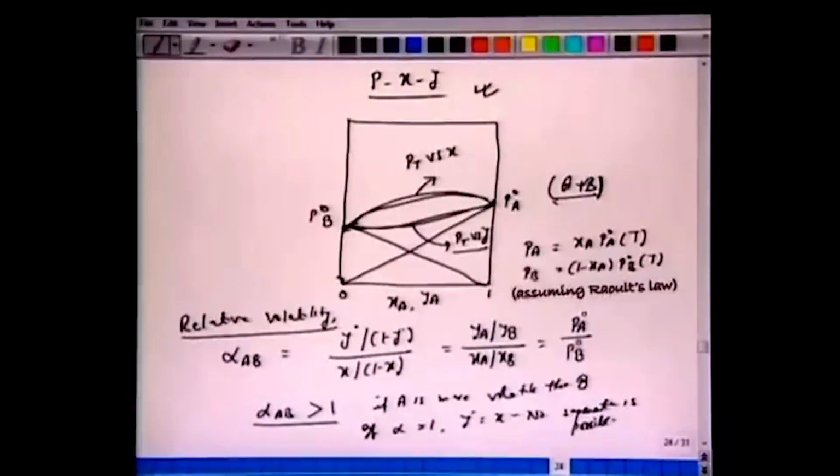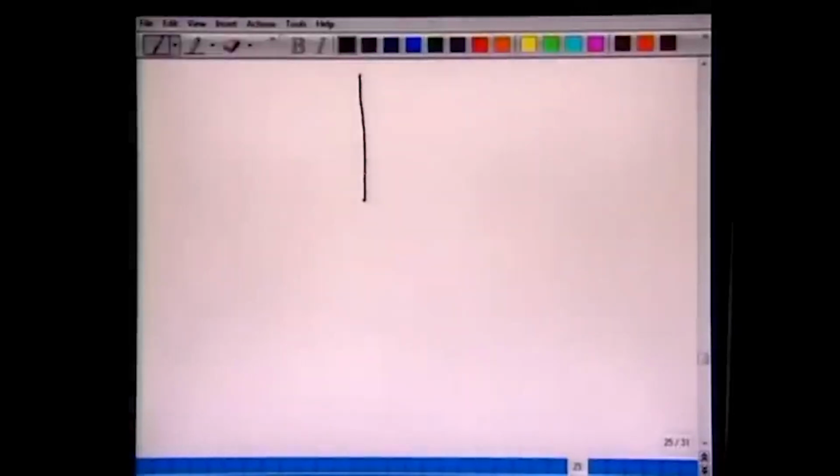So this relative volatility alpha signifies to what extent A is more volatile than B, or from the practical point of view, to what extent separation is possible, right. So this TXY diagram which we have plotted for temperature in X and Y can also be plotted as Y versus X, and we will do this by taking the projections of X and Y from the TXY plot. Okay. So let's again redraw this TXY diagram.